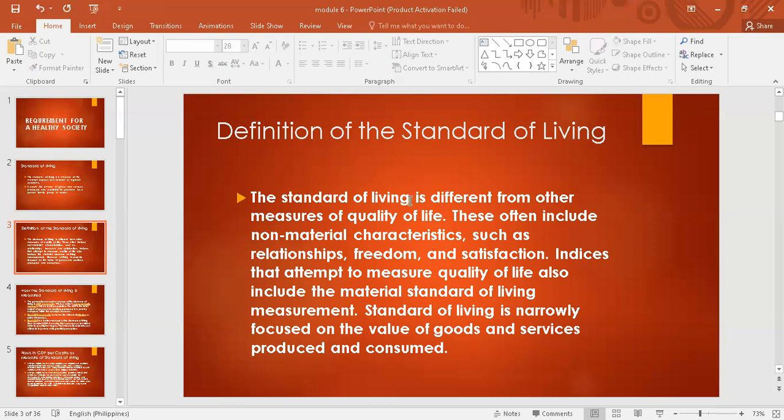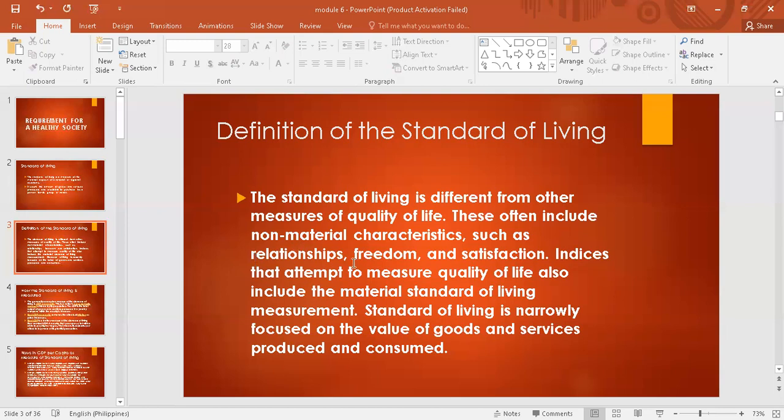Kumbaga, magkaiba siya doon sa standard of living na akala natin yung measures of quality of life. Yeah, halimbawa, yung mas mayaman, mas mataas yung standard of living nila kaysa sa mga mas mahihirap. Okay, no. Doon sa quality of life, it is different, kasi dito, yung standard of living include non-material characteristics such as relationship, freedom, satisfaction. So, ibang aspeto ito ng standard of living. Halimbawa, no, in a healthy society, there is a good relationship between people and among people.